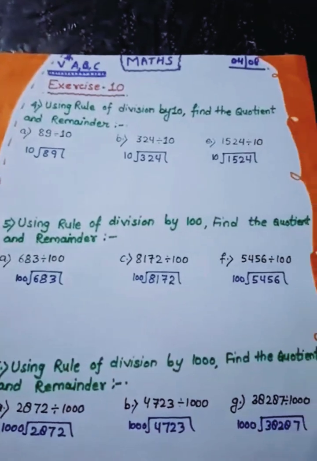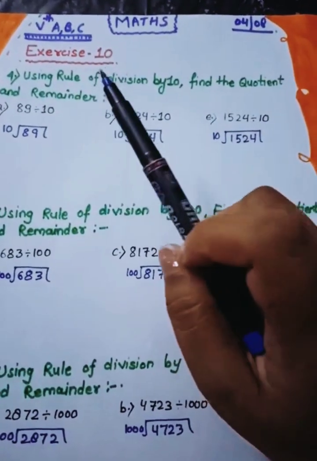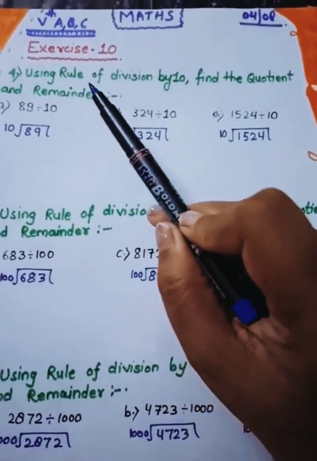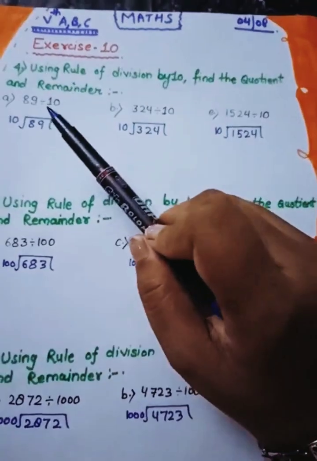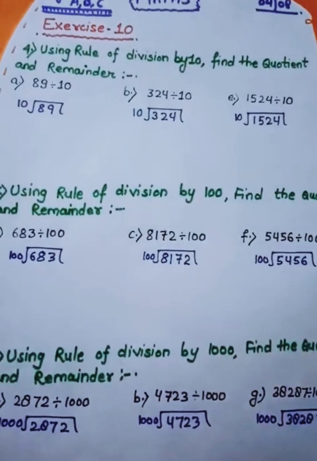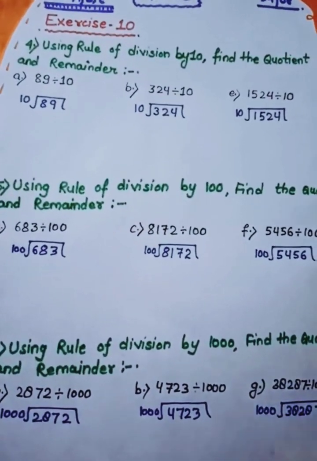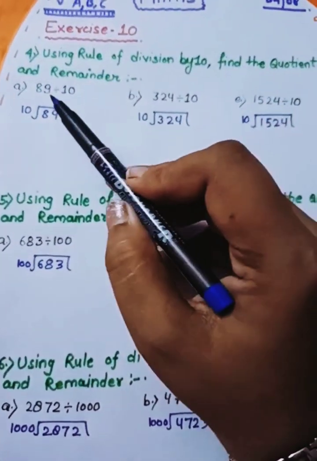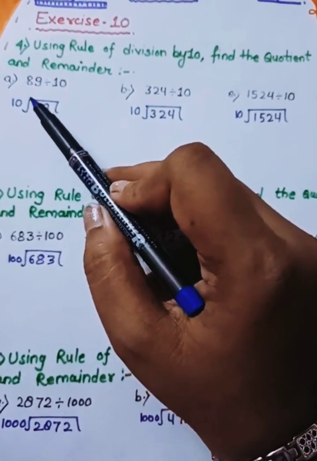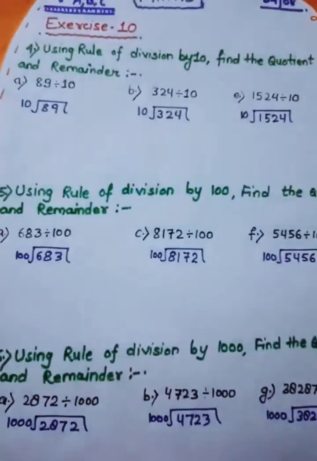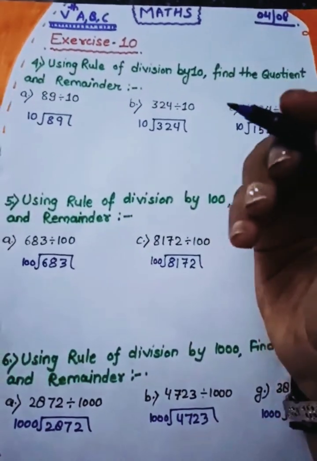Now in question number 4, the question says, using rule of division by 10, find the quotient and remainder. So what exactly we have to do in this question is divide this number by 10. I have written it down like this. Now let us start its division.